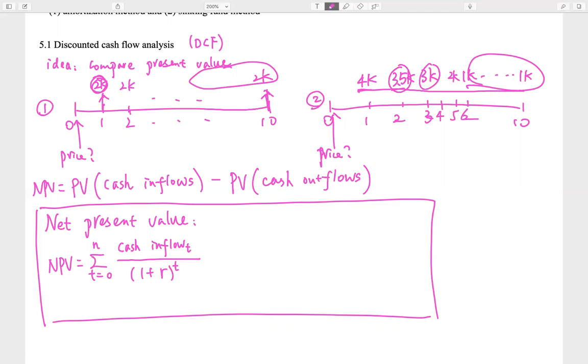Then this total summation gives you the present value of cash inflow minus pretty much your cost, right? So that would be cash outflow at small time t divided by 1 plus r to the power of t. If you want, you can further put them together inside as net cash flow. Later on, we will just use CF to denote cash flow.